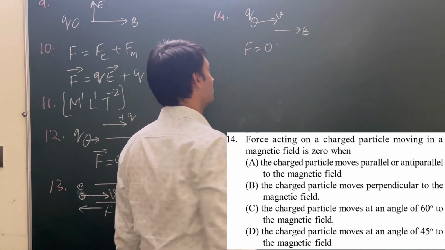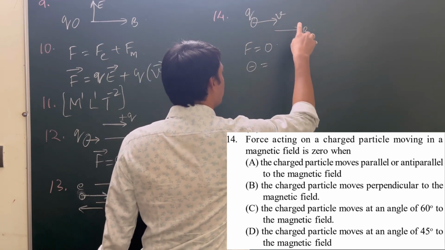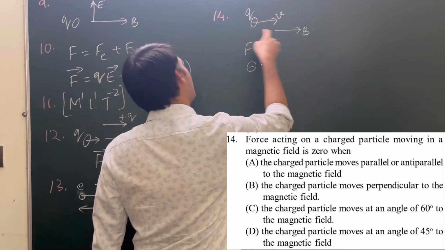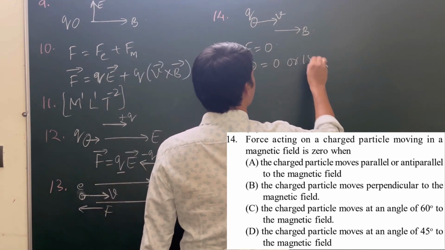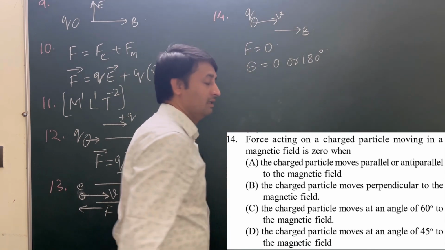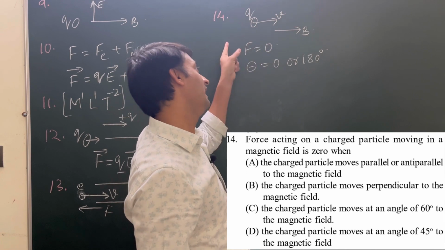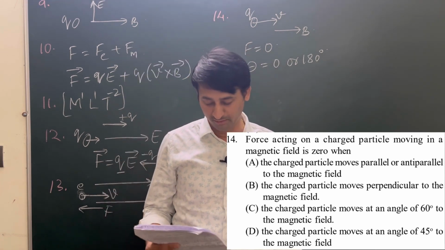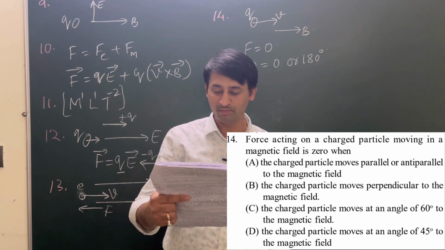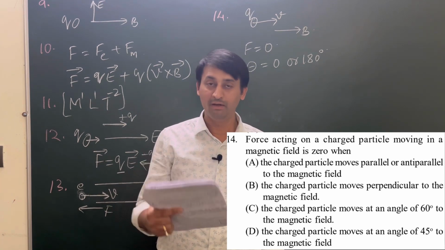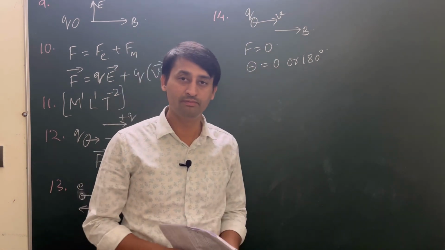The force will be 0 when this charged particle moves parallel or anti-parallel to the magnetic field. That means theta must be equal to 0 or 180 degrees. That means the velocity of the charged particle must be parallel or anti-parallel to the magnetic field. Here option A is the correct answer. If the charged particle moves parallel or anti-parallel to the magnetic field, then the force will be equal to 0.